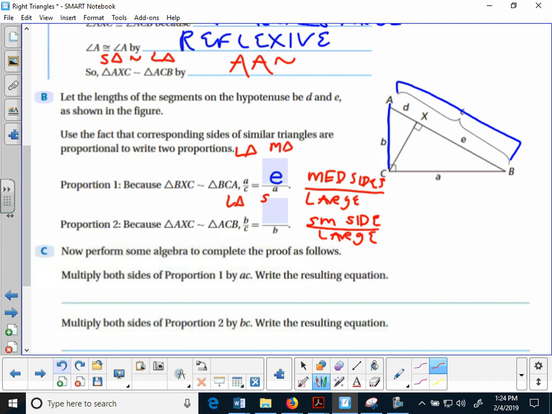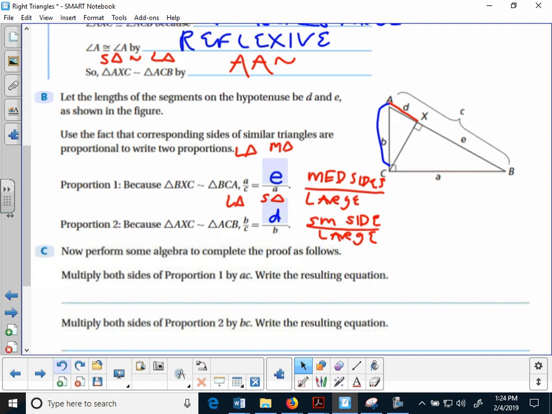Now we're going to look at our small triangle. So our small side in our small triangle is D. And then of course, you can already use blue there. Our hypotenuse in the small triangle is B, but they already have that for us.